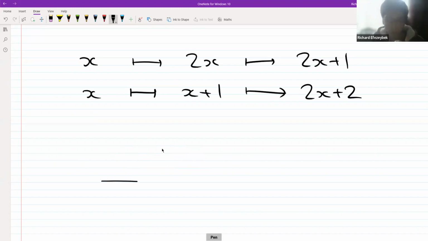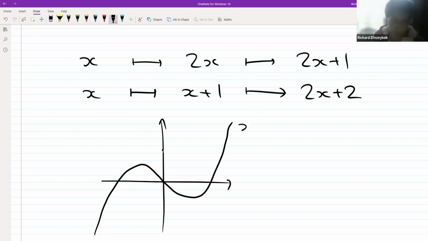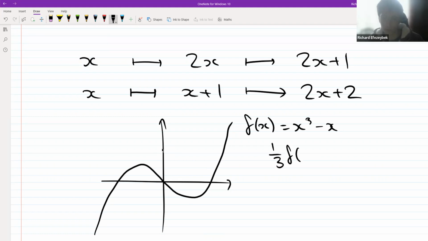Let's do a simple example. This is the graph of x cubed minus x. I'll take this to be my f. And let's suppose I want to get the graph of a third f(x). So the third being outside means that this is a stretch in the y direction, but because it's a third, which is between 0 and 1, this will end up being a compression effectively.